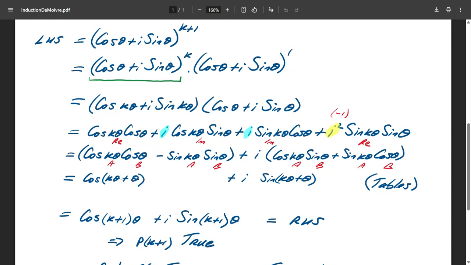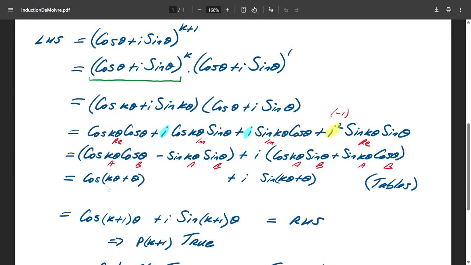And the last big step really, I suppose, is to recognize this formula from the tables. Cos A cos B minus sine A sine B is in your tables under the trigonometric identities. Same here, cos A sine B plus sine A cos B. If you look up those formulas, you'll see the answer is simply, in this case, the cos of A plus B. And over here, you'll see the same, the answer is the sine of A plus B.